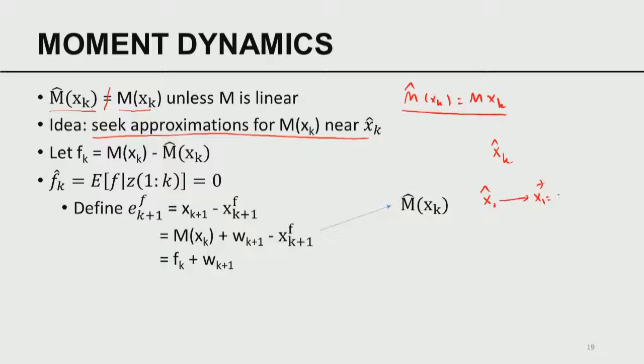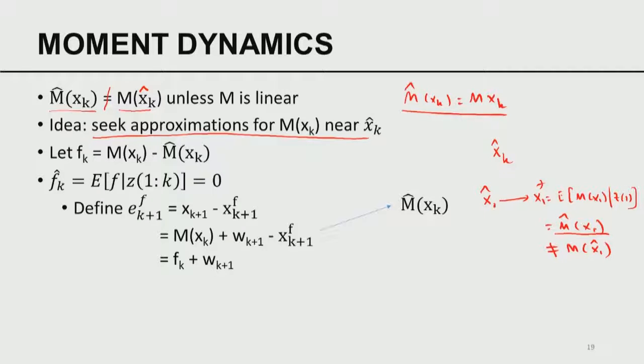And what is that? This is equal to E of m of x1 given z1, and that is equal to m hat of x1. In general, this is not equal to m of x hat. So I should have put a thing in here. Therefore, it is very difficult to compute m hat of x1 because it is an integral relating to the conditional expectation. So I can only approximate.